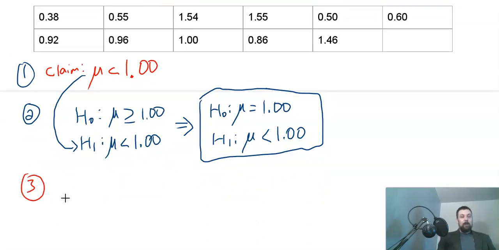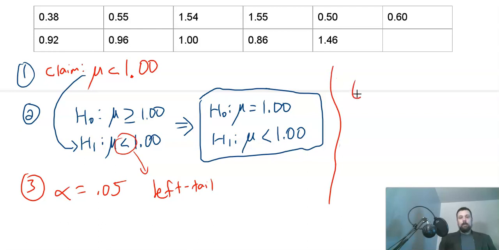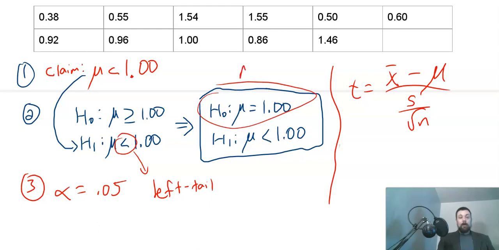All right, step 3, alpha was equal to 0.05, I believe. And this one, the alternative is a less than, so it'll be a left tail test. All right, the test statistic, t equals the sample mean minus the population mean over s divided by the square root of n. We will get the population mean from the null hypothesis. We're going to assume that the null hypothesis is true, and that's what we'll plug in for mu.